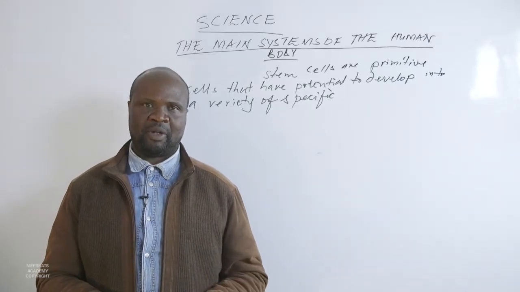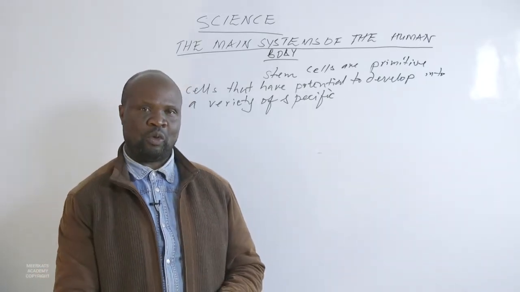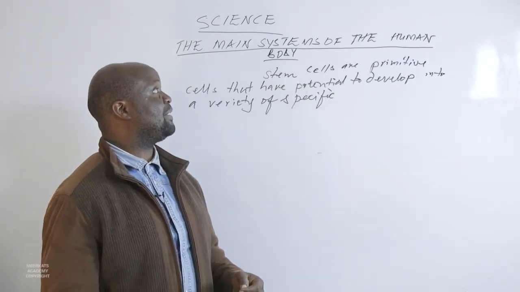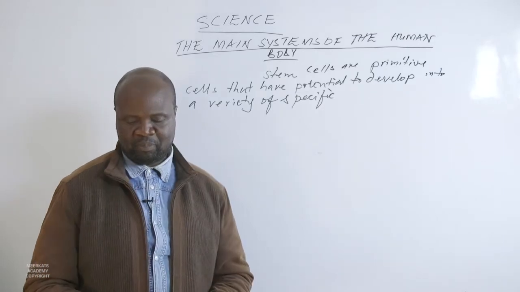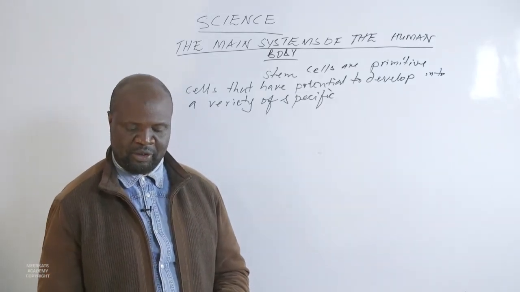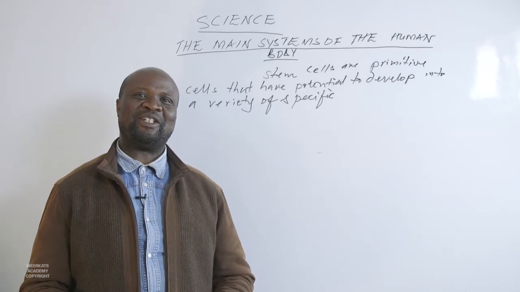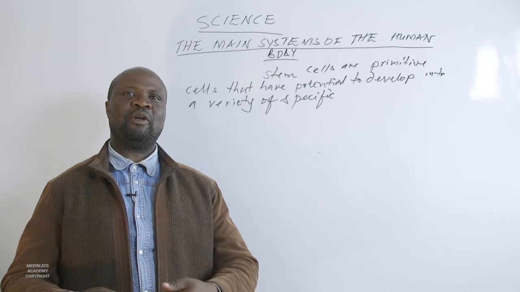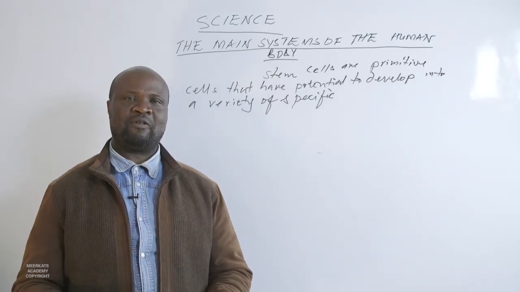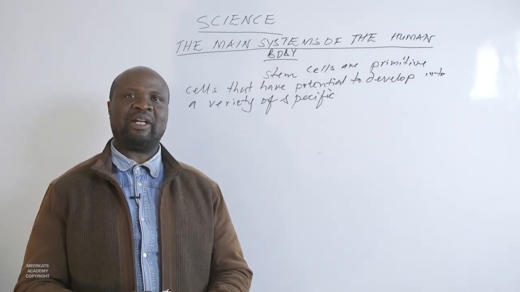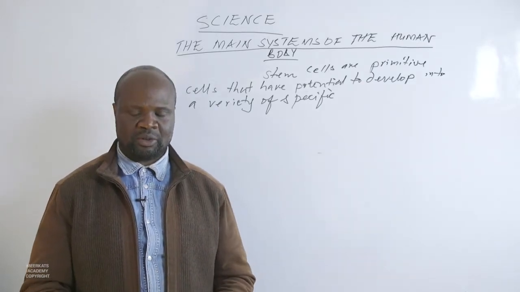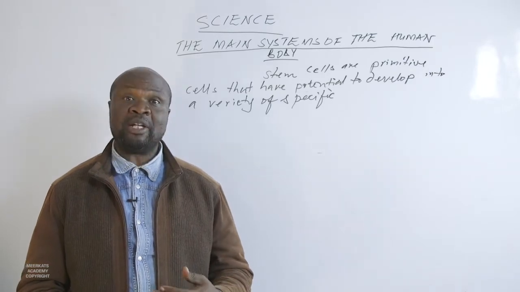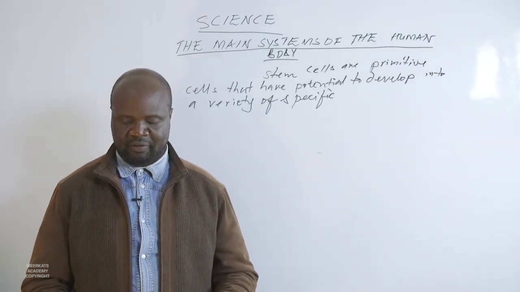But what we want to cover now, the topic of today, is the main systems of the human body. We want to look at the human body. We had known that the human body is made up of cells. It started as a single cell, and through subdivision, many cells came up and multiplied. Therefore, a human body is made up of many billions of cells. So we are interested in the main systems that are within the human body.